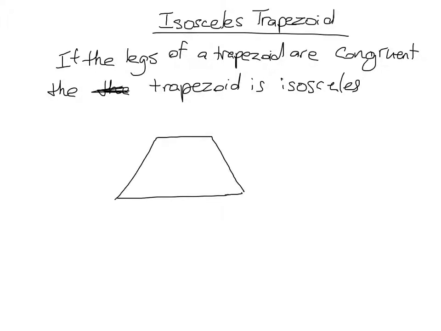And you may recall from a couple minutes ago, this is a base. This is a base because they are parallel to each other. And these are legs because they are the sides that are not parallel to each other. So in order for a trapezoid to be isosceles, the legs have to be congruent. They have to have the same measure. All right, a few things are going to follow from that, though.